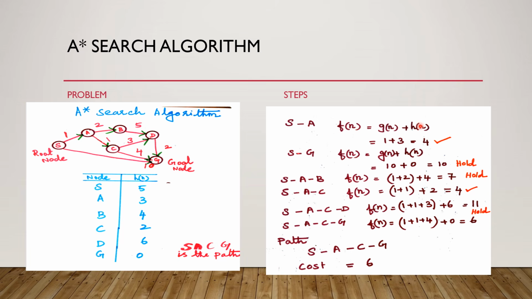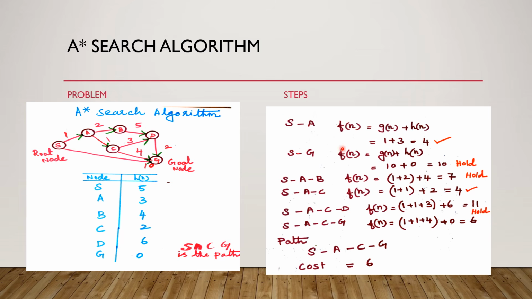So now we have these two values of f of n. From these two values, which one is the lowest f of n value? So here 4 and 10. 4 is the lowest f of n value when compared to 10. So now we can consider this path first and then we can keep this path on hold. We are not removing this path, just keeping it in hold condition.